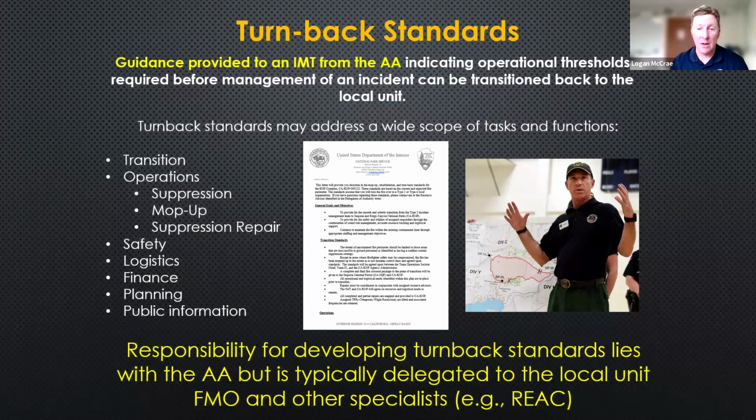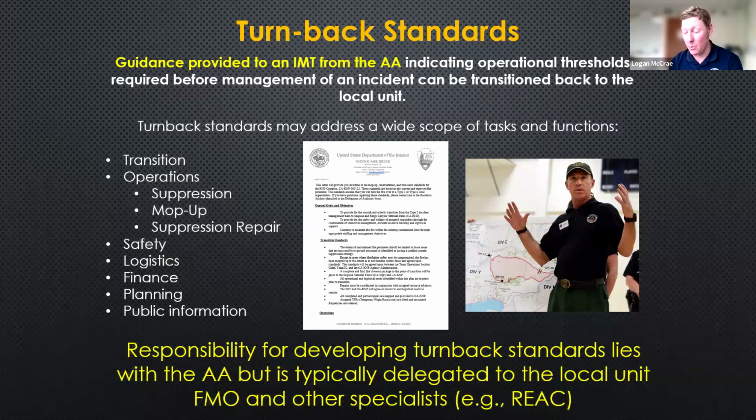Part of the turn back standards, safety concerns, so that could be snag mitigation along infrastructure, roadways, power lines in and around communities, logistical concerns, wrapping up fire camps and the like, clean finance packages, planning. Who are you handing the fire over to? Maybe it's an incoming type 3 team, and the agency administrators can work together to ensure that that IMT has a smooth transition over to the incoming smaller team or smaller organization. And then public information, how do you want that stuff wrapped up?